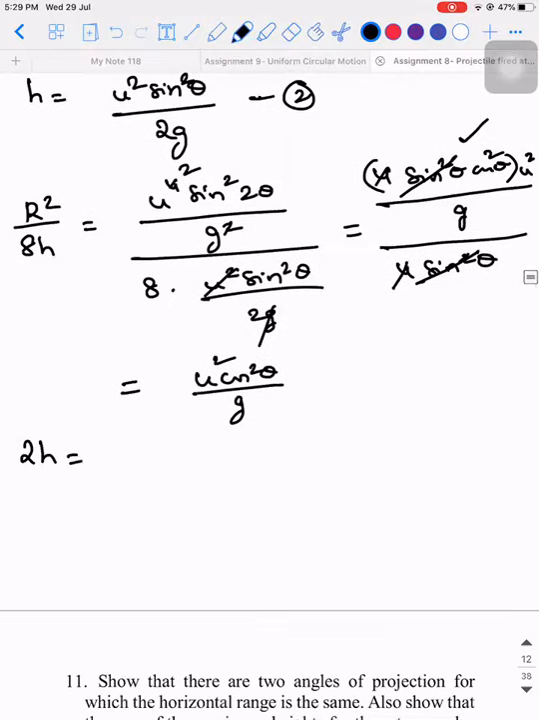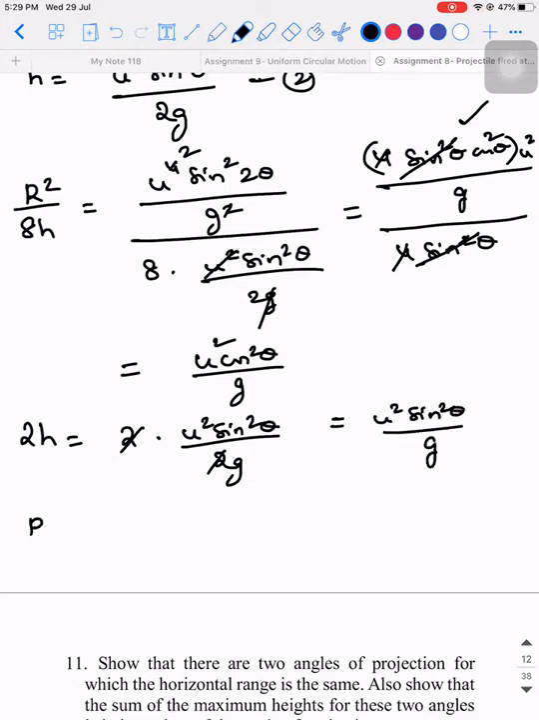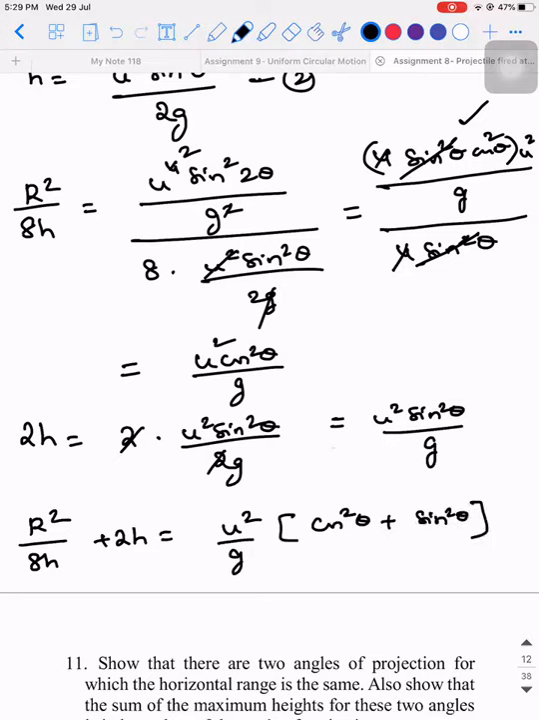What is the value of 2h? 2 into u square sine square theta divided by 2g. So 2 and 2 are gone. So u square sine square theta divided by g. So what are they asking? R square by 8h plus 2h is nothing but u square by g into cos square theta plus sine square theta. Can I write like this?